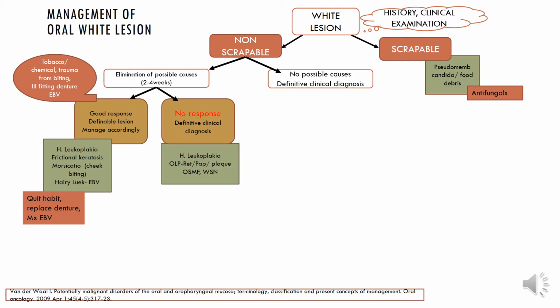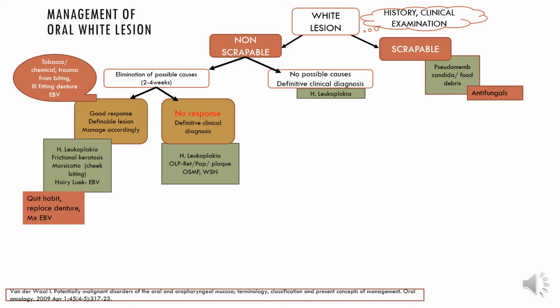On the other hand, you could have a situation where even after elimination the patient doesn't heal. So you could have the situation again in a homogeneous leukoplakia case where it doesn't heal, or you could be looking at oral lichen planus, which I have written down as OLP here, and the white component being either reticular, papular or plaque-like. It could also be OSMF or a white sponge nevus.